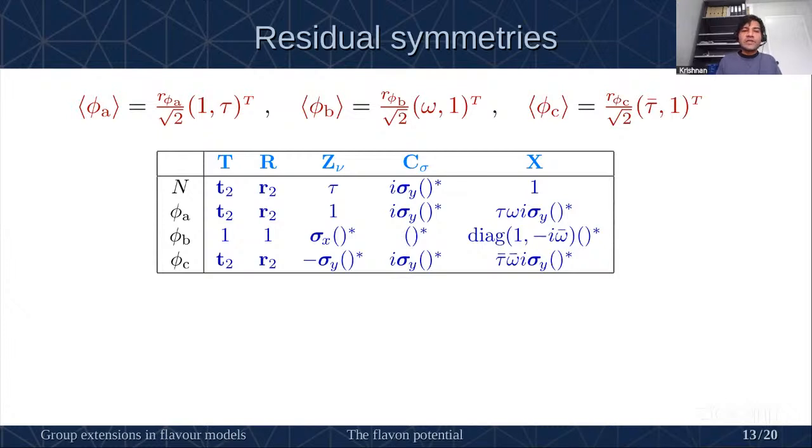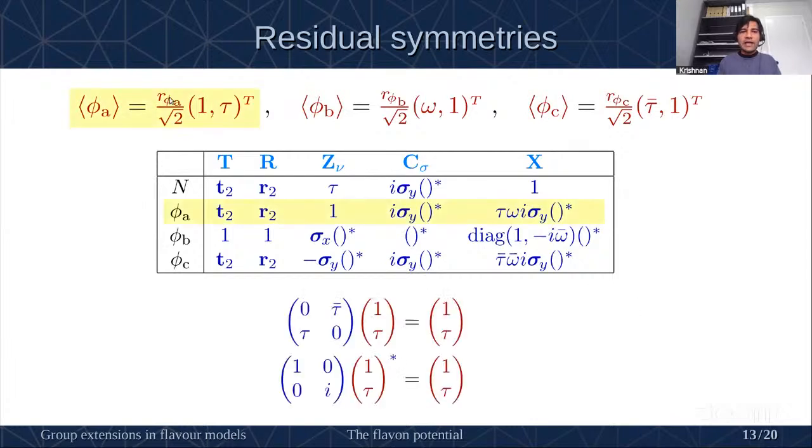Each of these minima that I wrote here, this value and this value and this value, they have their own residual symmetries. For the first case, the alignment is 1 tau, right? The other one is just some constant. That doesn't matter much. So the alignment is 1 tau, and this is an element of the group. So if you act, this will remain 1 tau.